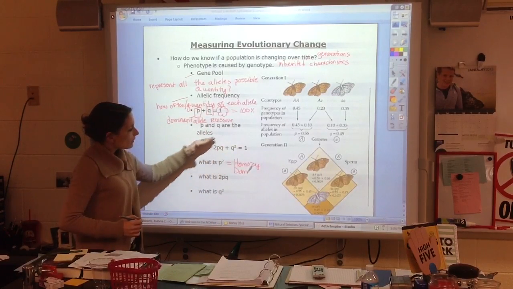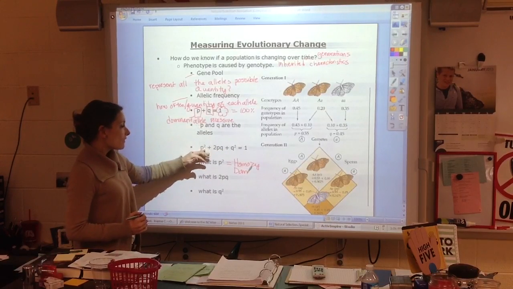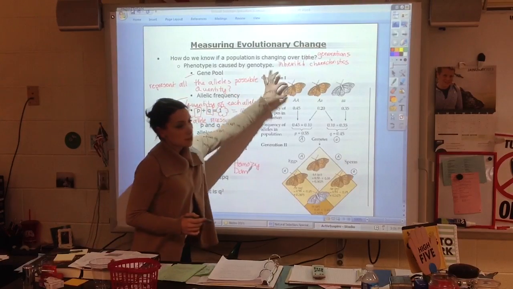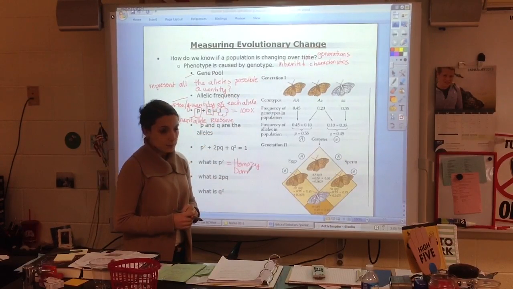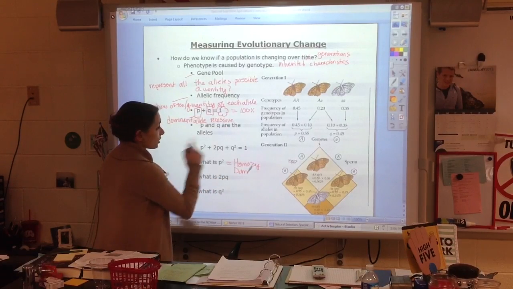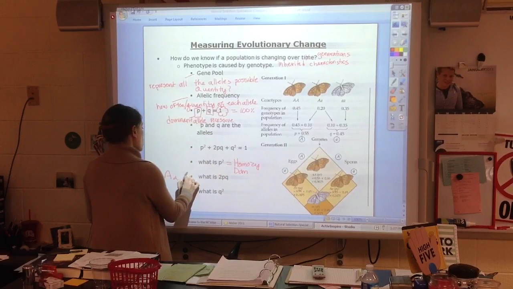So now I have this equation that's actually just the square of this. Now I have this equation where P squared represents any organisms that are homozygous dominant. 2PQ represents the fact that I could be big A, little a, or I could be little a, big A.